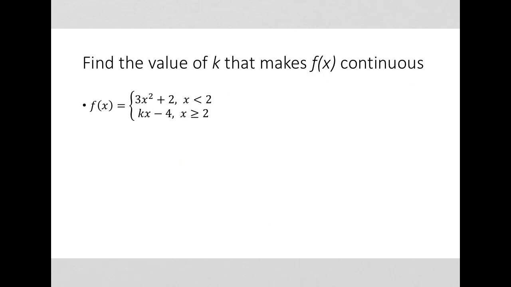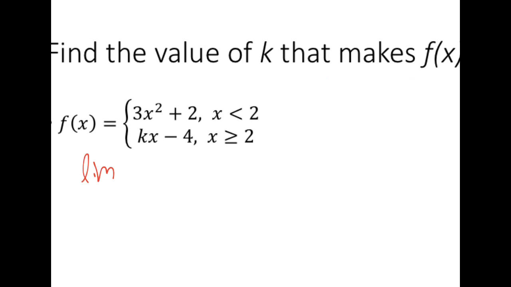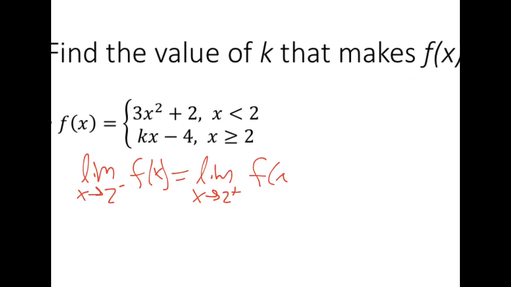Notice again we have a piecewise defined function here, 3x squared plus 2 when x is less than 2, and kx minus 4 when x is greater than or equal to 2. So our goal here is to find that k value that makes this function continuous. So we have to use the idea of left-handed and right-handed limits. So we need the limit as x approaches 2 from the left of this function f of x to equal the limit as x approaches 2 from the right of f of x. And again, to the left is less than 2, and to the right is more than 2.